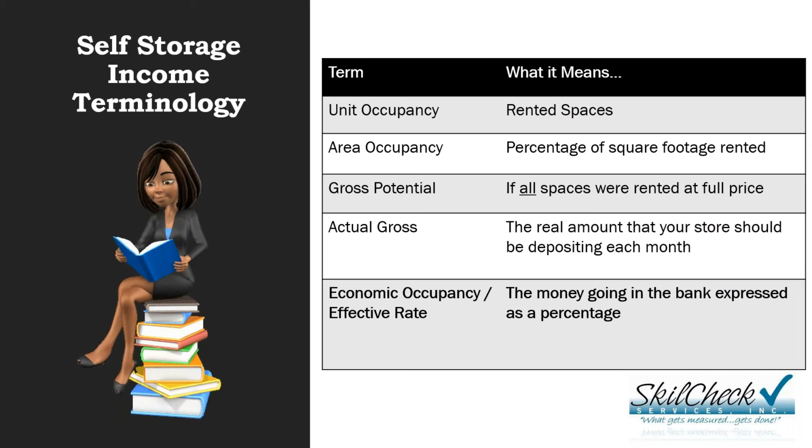Let's talk about the self-storage income terminology. The term unit occupancy is the spaces that are rented. Area occupancy is the percentage of the square footage rented. The gross potential is if all of the spaces were rented at the full price. Actual gross is the real amount that your store should be depositing each month. Now, the economic occupancy, sometimes called effective rate in some software, is the money going into the bank expressed as a percentage. Sometimes that has a dollar amount with it in the reports.